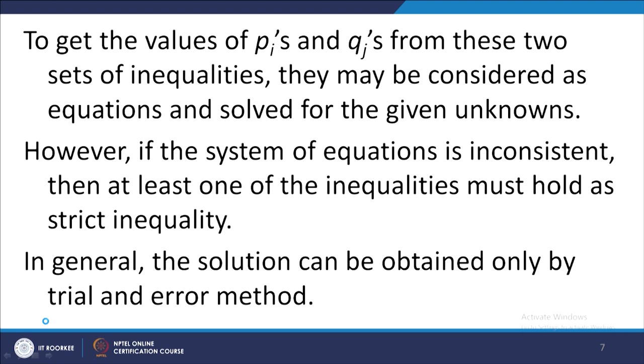Now, to get the values of the Pi's and Qi's from these two sets of inequalities, they may be considered as exact equations and solved for the given unknowns. However, if the system of equations is inconsistent, then at least one of the inequalities must hold as a strict inequality. And in general, the solution can be obtained only by the trial and error method. So, let us hope that our system is satisfying consistency.